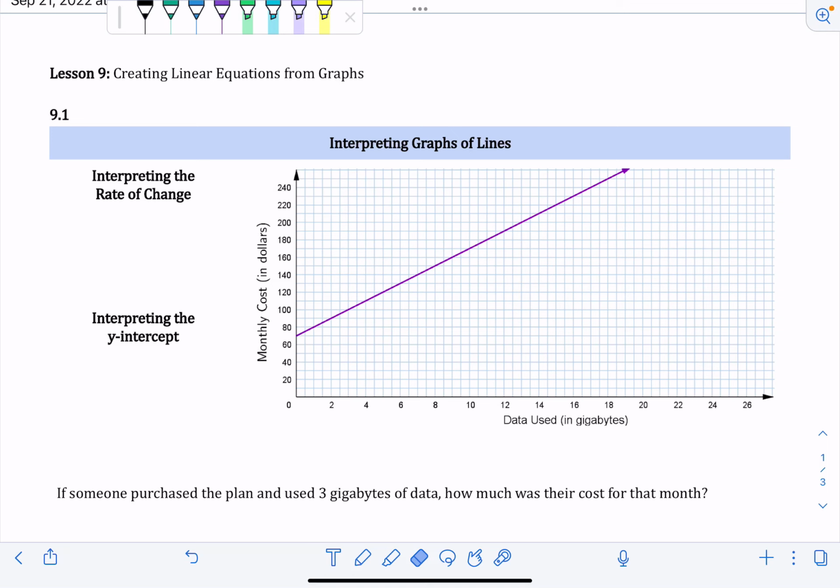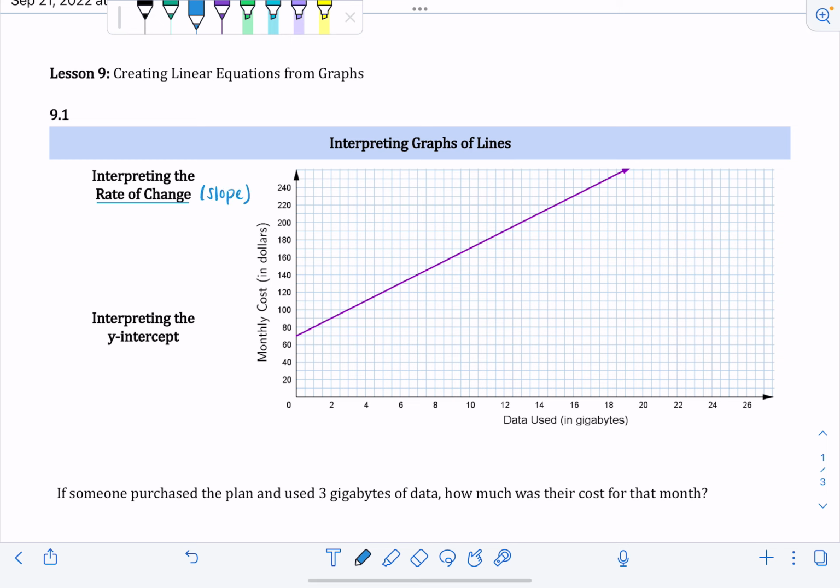Lesson 9 is creating linear equations from graphs, and in 9.1, we're just going to interpret a few graphs. So we're going to try to find and interpret the rate of change, which remember just means slope, and then also interpret the y-intercept. Just as a reminder, rate of change is the same thing as slope.